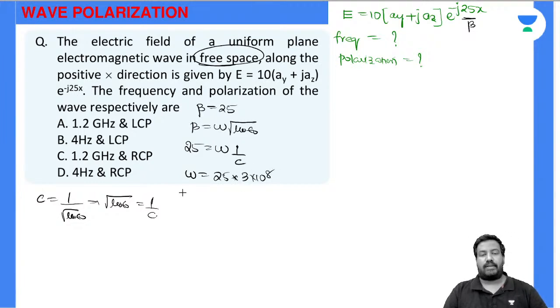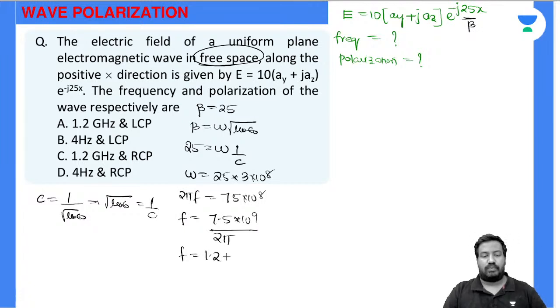C is 3 into 10 power 8. 2 pi f is 75 into 10 power 8, or f is 7.5 into 10 power 9 by 2 pi. 7.5 by 2 pi is 1.2 into 10 power 9, giga. 1.2 gigahertz, please note down. Answer can be A or C. The answer depends on polarization now. Find polarization.